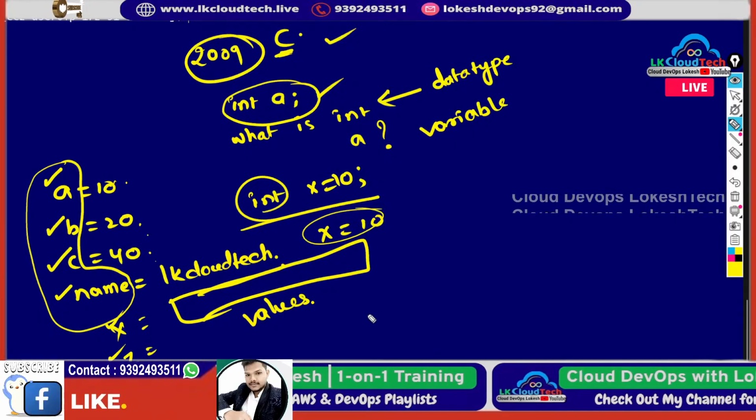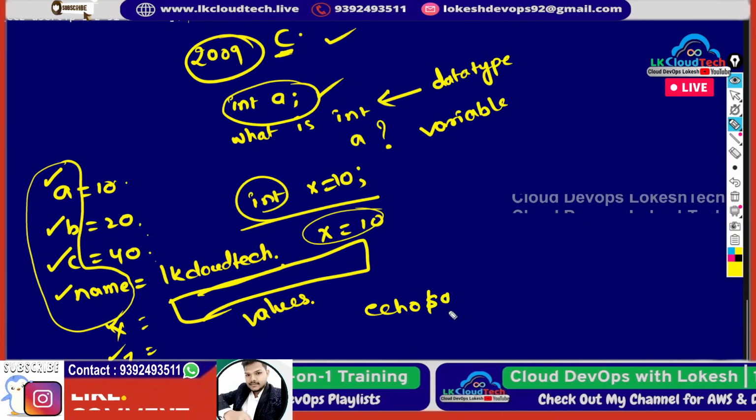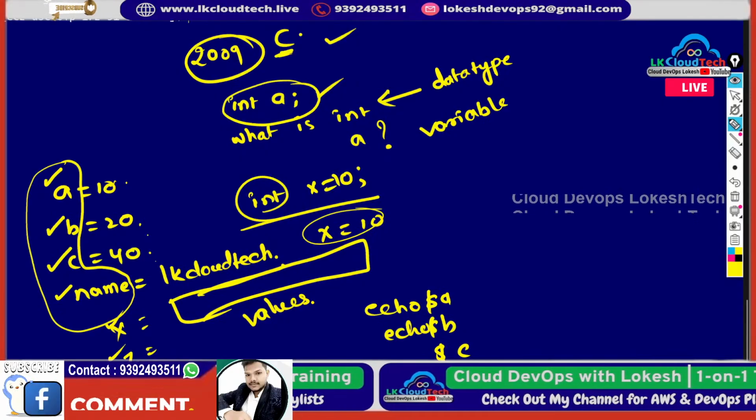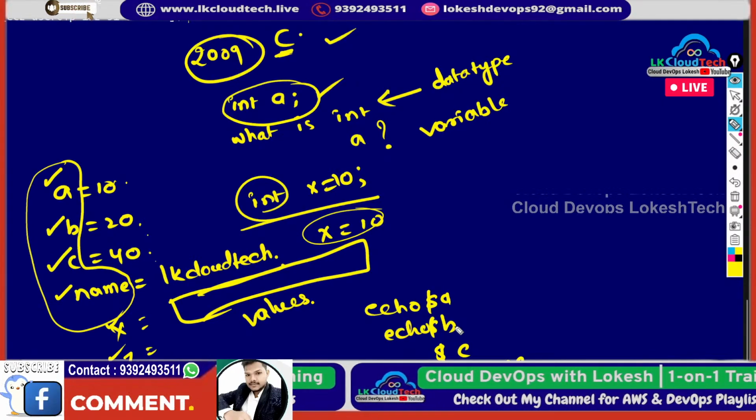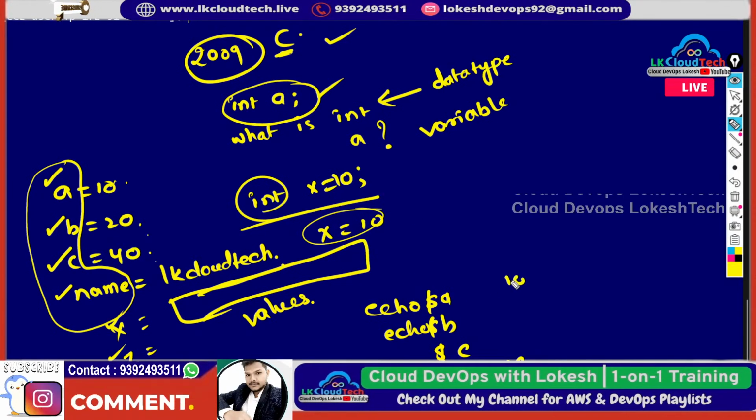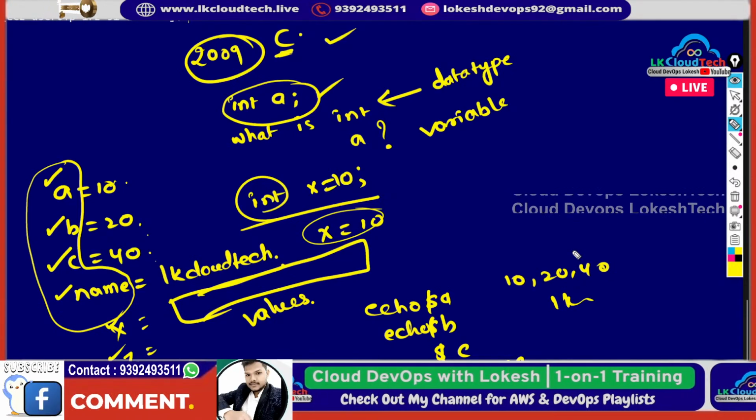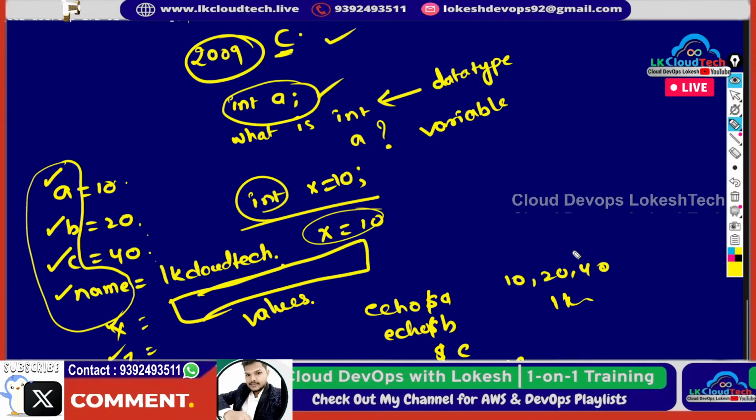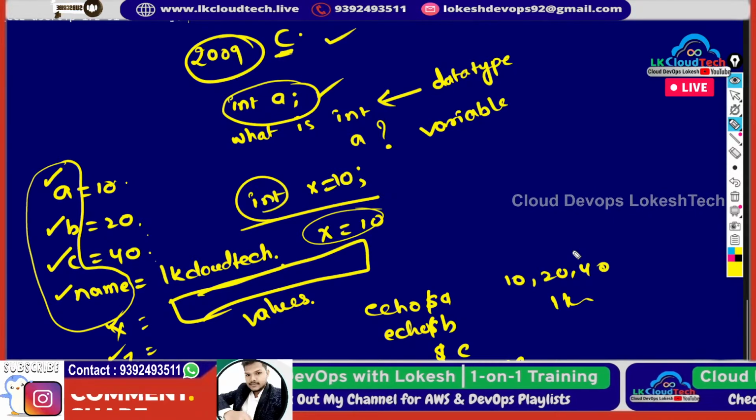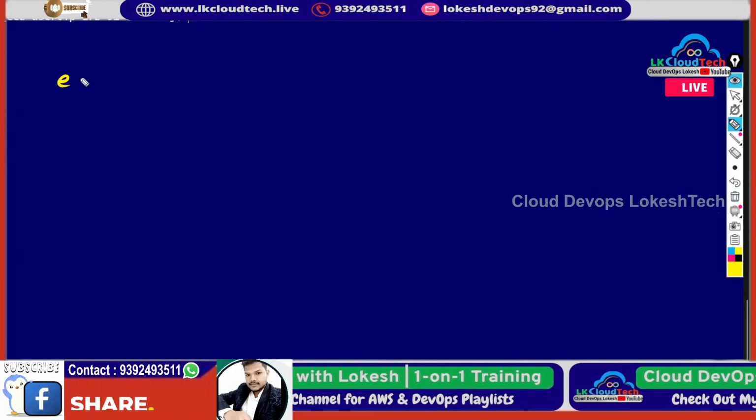In Linux, how do you display them? In Linux, echo $a, echo $b, echo $c, echo $name, like this. It will display 10, 20, 40, lk cloud tech, the same output in shell scripting and Linux. So now I want to display a message. How do I want to display the message?